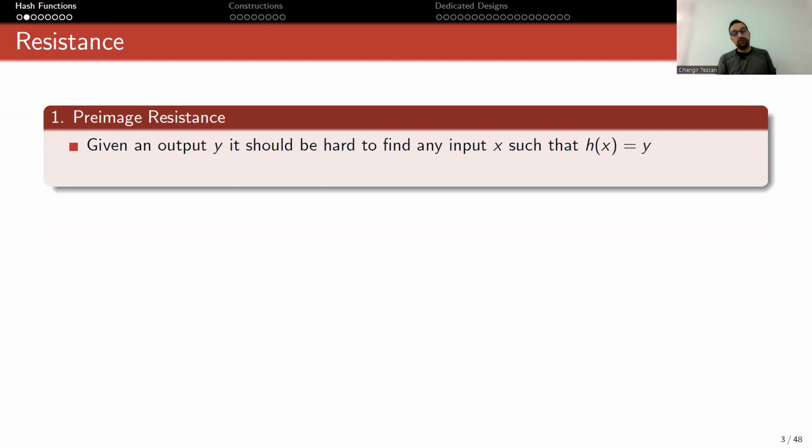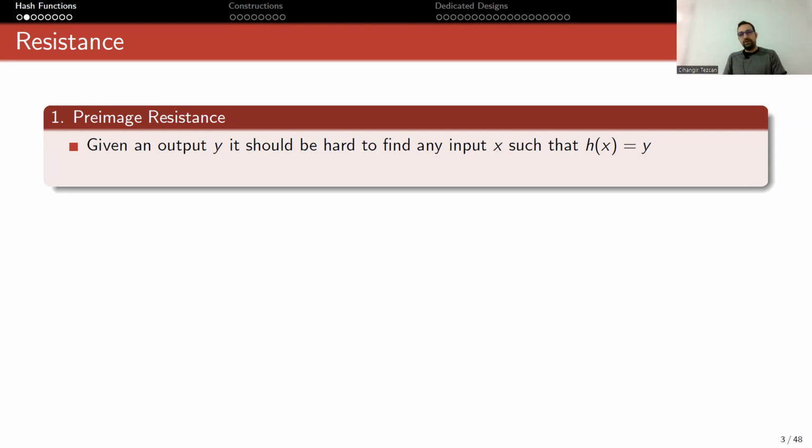Let's start with preimage resistance. If I give you an output y, it should be hard to find any input x that gives you h(x) equals y. I'm saying any input because, as you can see, the input space is really large. I didn't limit it. It is virtually infinite. But the output space is really small compared to this, because if the output has 256 bits, the output space is 2 to the 256. So actually, you are mapping infinite elements to a smaller space. For this reason, many different inputs will give you the same output. This is inevitable. There will be collisions.